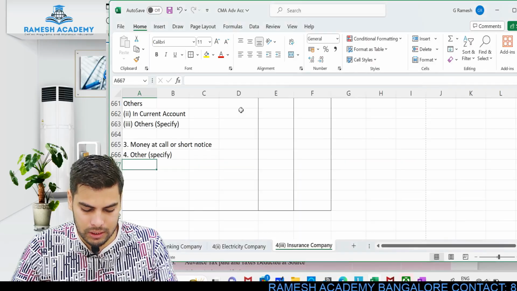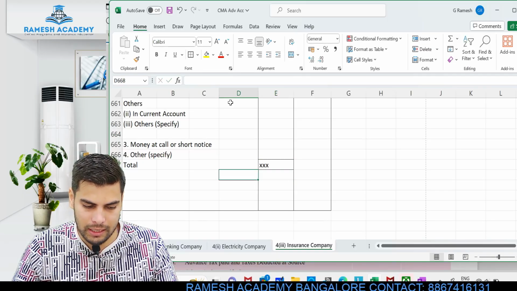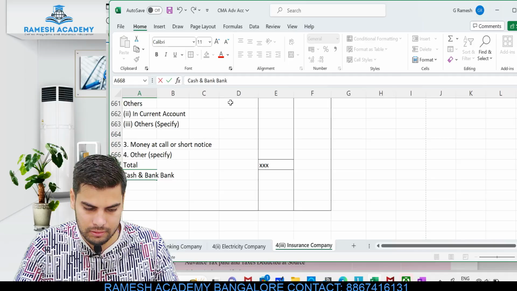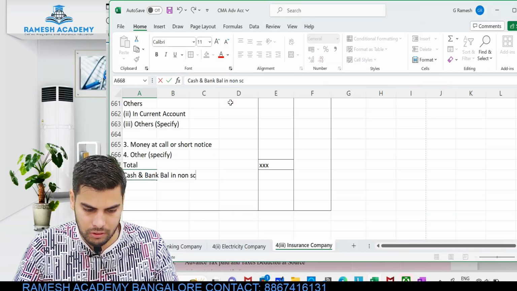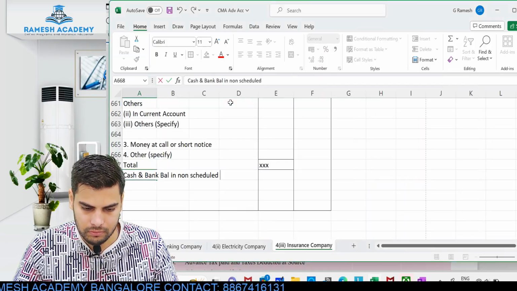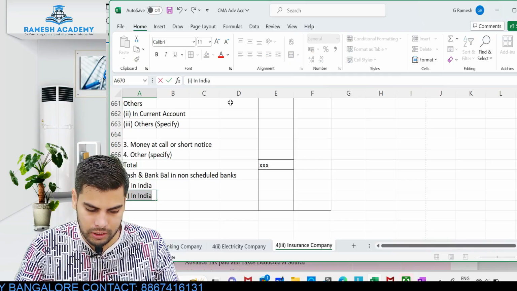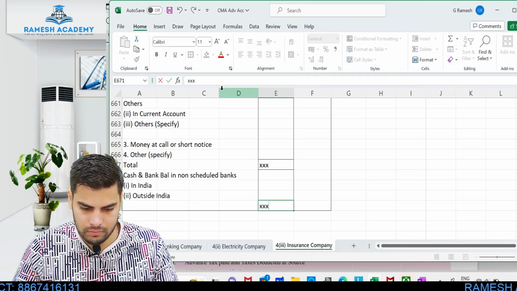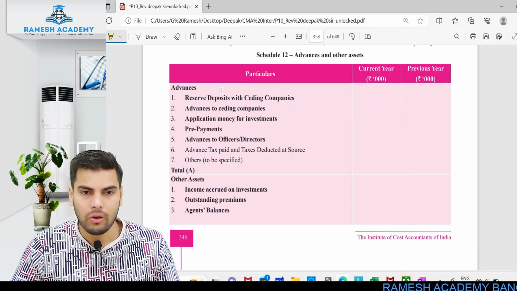After this, you just get the total. If you're maintaining any balance in the non-scheduled banks, that has to be disclosed separately. So balance, cash and bank balance in non-scheduled banks, in India and outside India. Simple, right? Hope you all understood this.